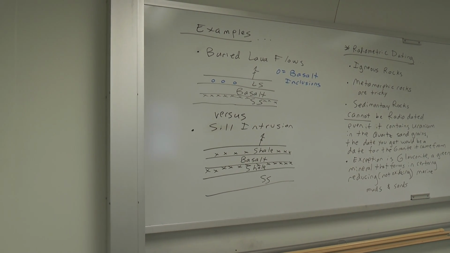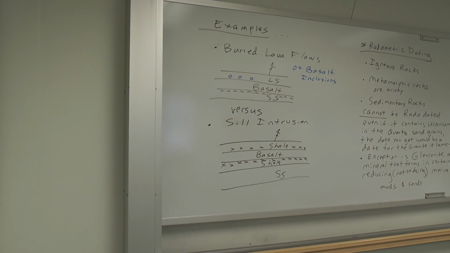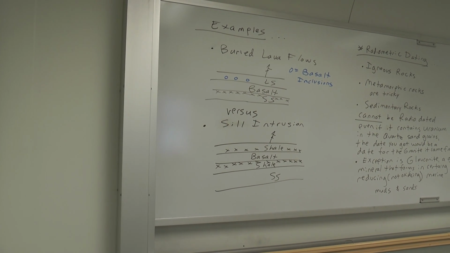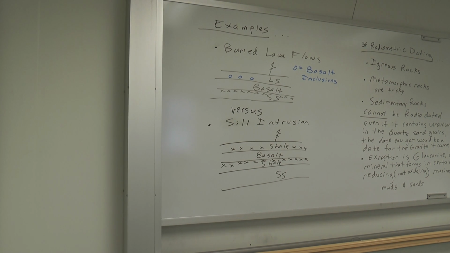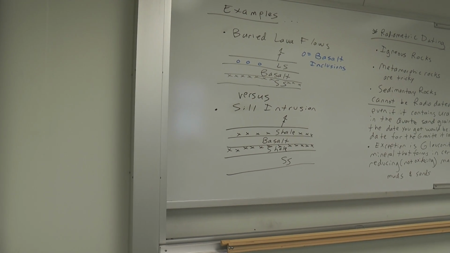So you also have inclusions from the basalt into the limestone as further proof that the basalt is older than the limestone. And of course the absence of any contact metamorphism on the limestone says the limestone is the youngest. Now on the bottom is the igneous sill.